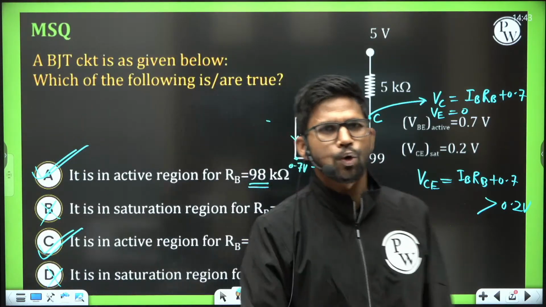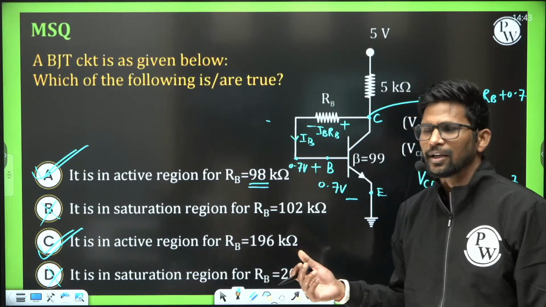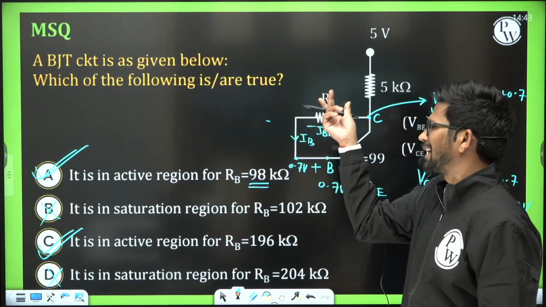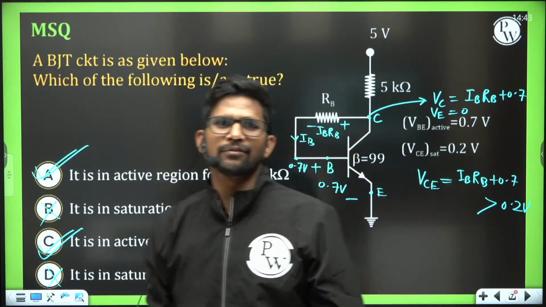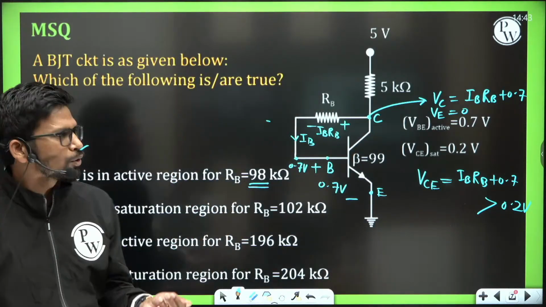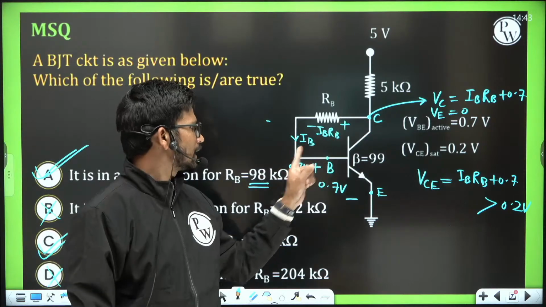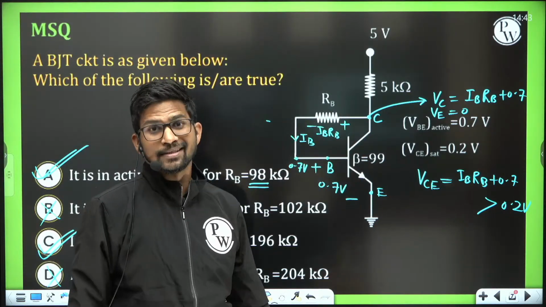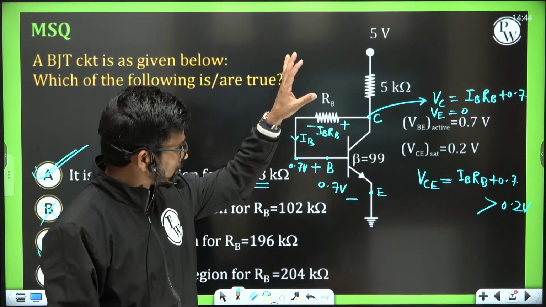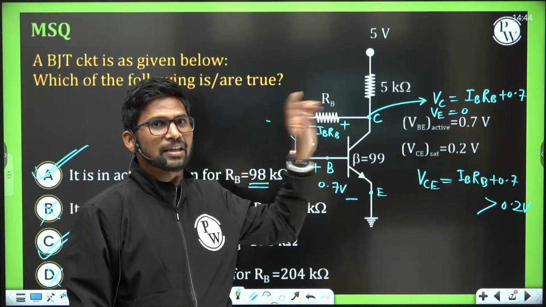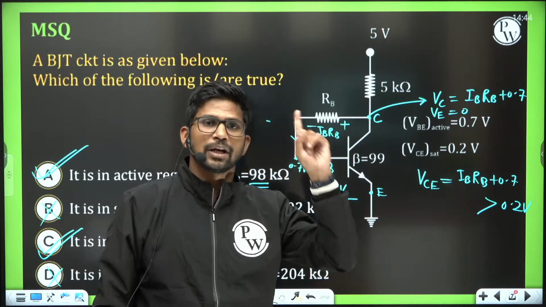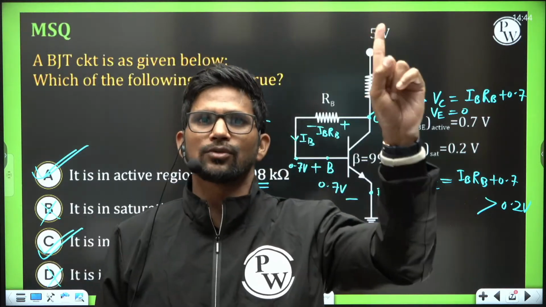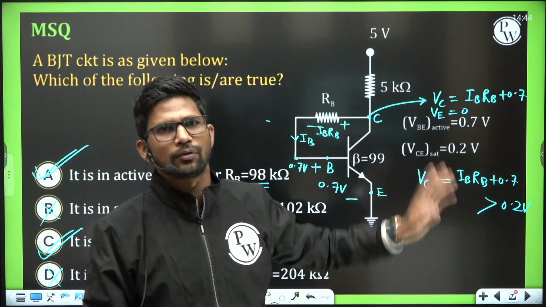So it is not a question of calculation. Basically you need not calculate by taking RB as 98 and then finding out whether my BJT is in active region or not. This question is a conceptual question. Whenever collector and base are connected through resistance RB, if this BJT is in on condition, then it will go only in active region, not in saturation region at all, for any value of RB.